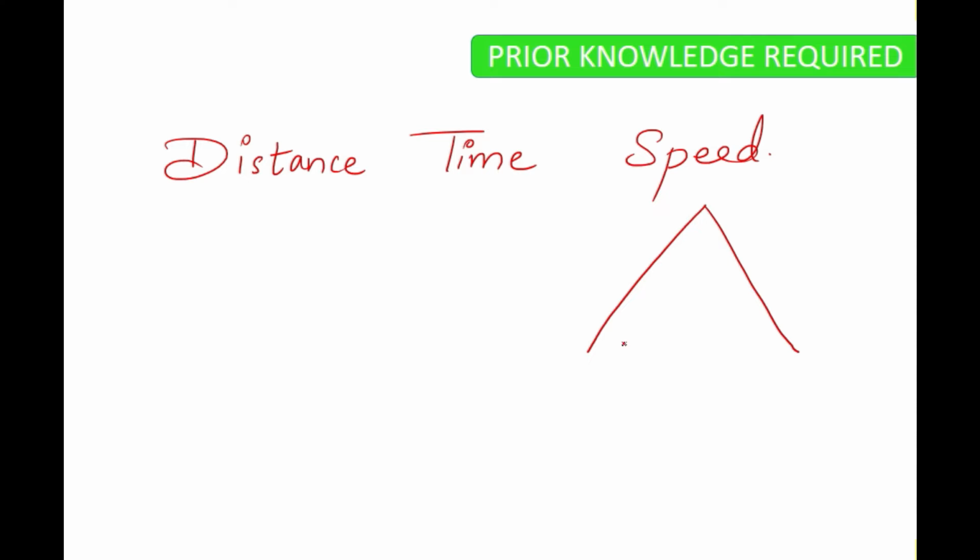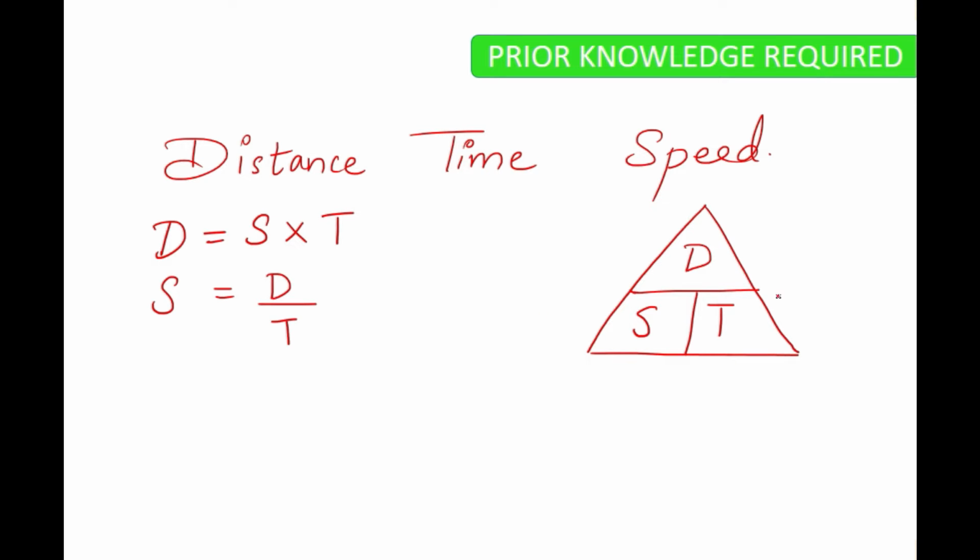You use this triangle to remember this formula. To find the distance, you have to multiply the speed and time. For the speed, you divide distance by time, and to find the time, you divide distance by the speed.